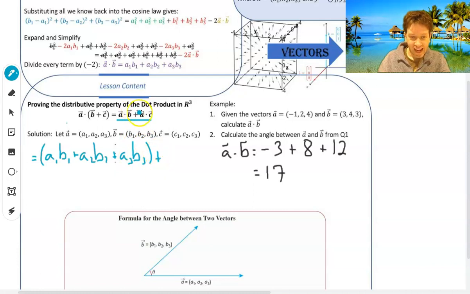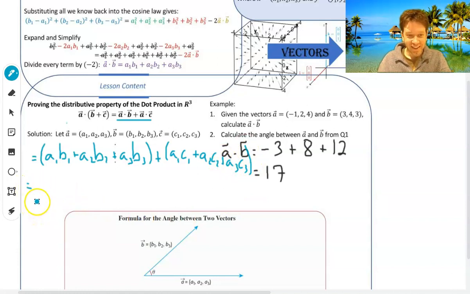And then I need to add our dot product for A and C. So similarly, A1, C1. This is why I chose different colors, because I'm running out of room. A2, C2 plus A3, C3. There we go.